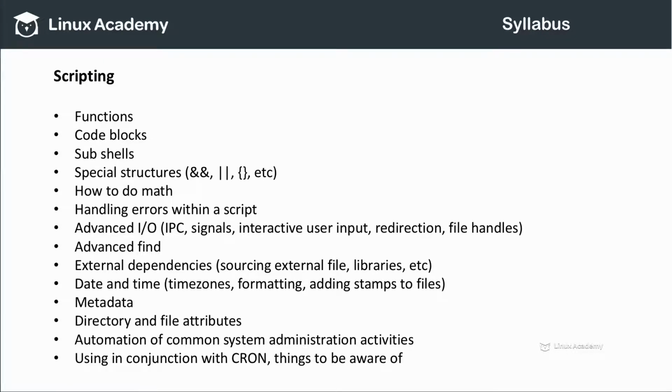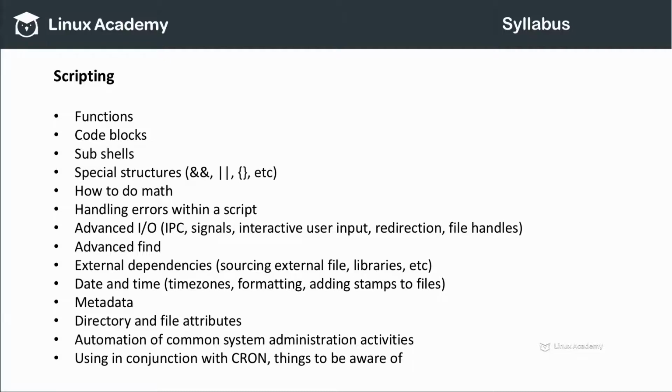We'll look at functions and code blocks. So as our scripts evolve and become more traditionally development looking, where they're not so linear, we'll look at how we can control the flow by simply making a call to other functions and code blocks. We'll look at subshells and the effect that that'll have on our scripts, especially when it comes to environment variables.